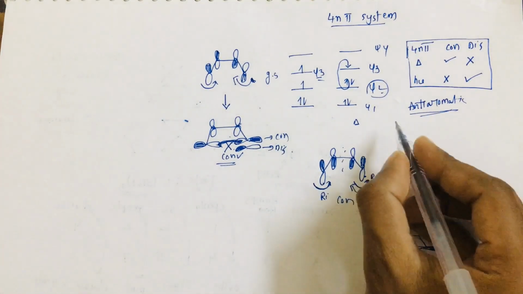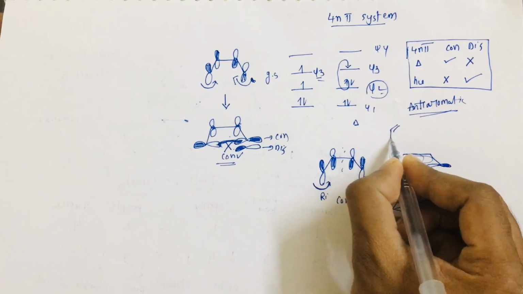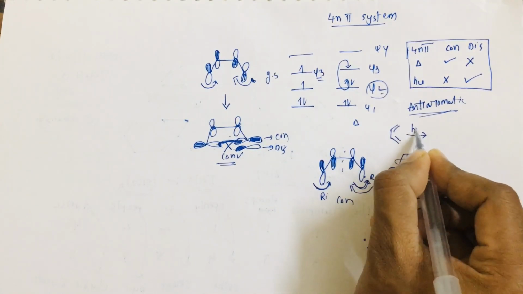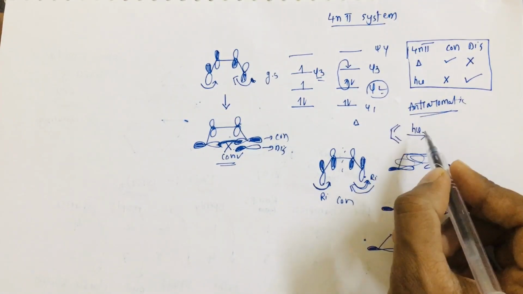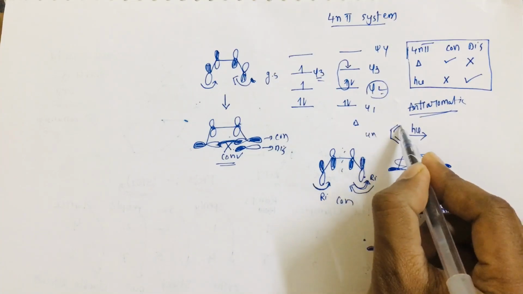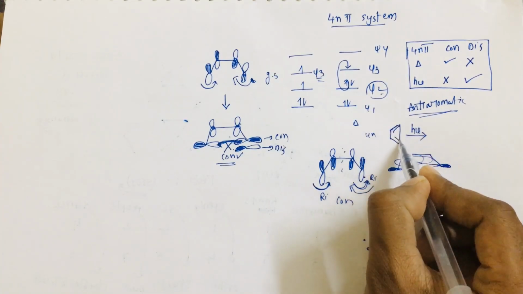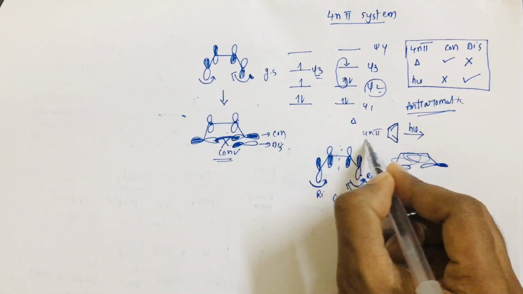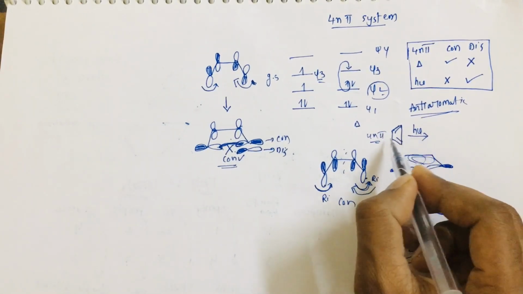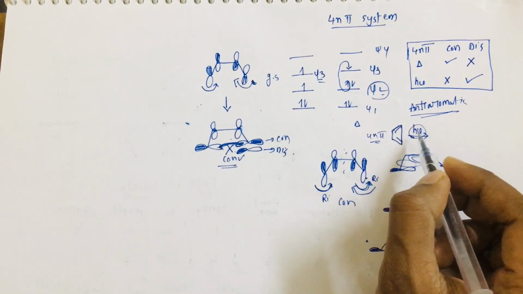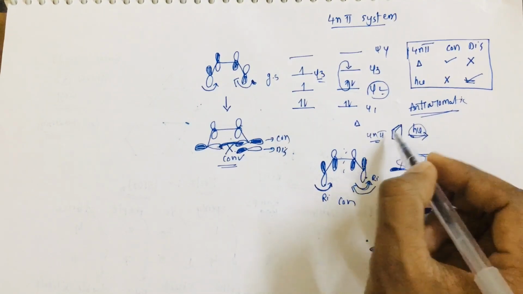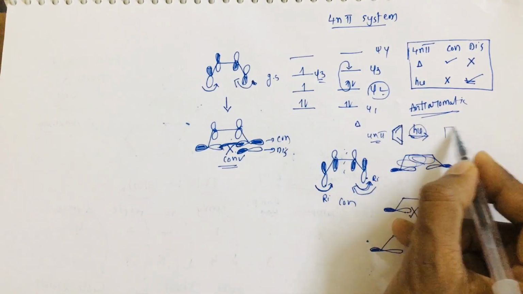Okay, and sometimes like this they may give h nu, and here we have to see this is a 4n pi system. This is a 4n, and we take cyclobutadiene. This is a 4n pi system, h nu. So under 4n pi system, h nu, which condition is allowed? Disrotation is allowed. So according to the disrotation, you have to write the product here.